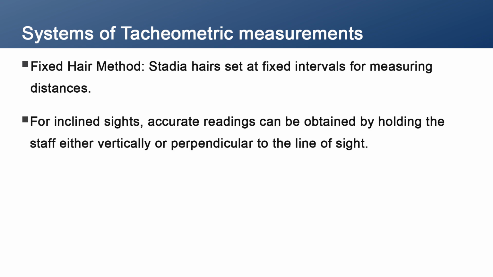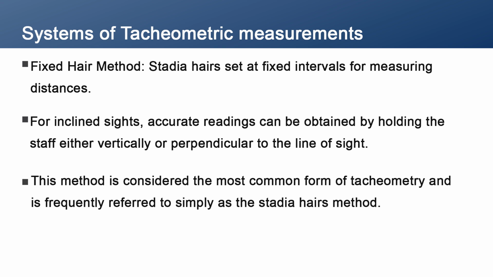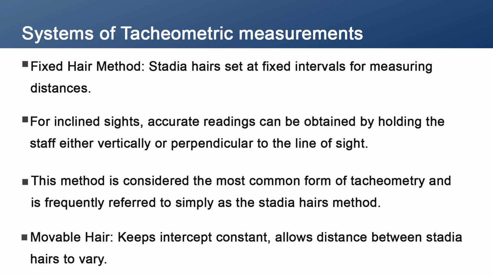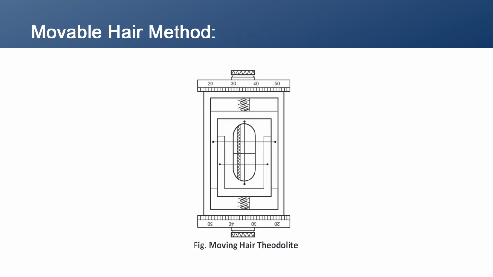And for inclined sights, accurate readings can be obtained by holding the staff either vertically or perpendicular to the line of sight. This method is considered the most common form of tachymetry and is frequently referred to simply as the stadia hair method. In contrast, the mobile hair method keeps the intercept on the leveling staff constant while allowing the distance between the stadia hair to vary. Looking a little in detail at this, to implement this technique, we use a theodolite equipped with a special diaphragm and a staff featuring two targets placed at a known distance apart.